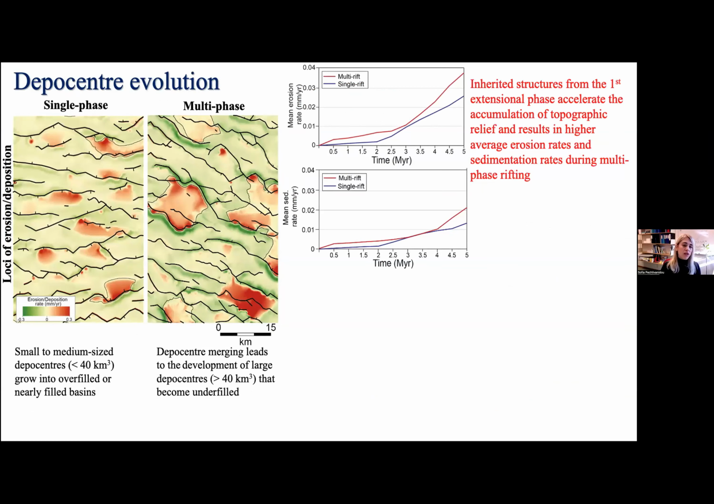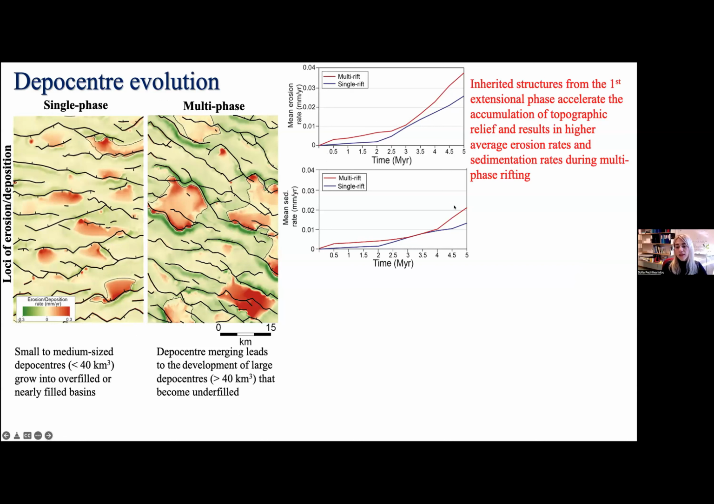And here you're looking at erosion and deposition maps after 5 million years again for the single phase and the multi-phase rift experiments. With red here is deposition and with green is erosion, and with black lines are again the faults. And in these two diagrams, you can see how average erosion and sedimentation rates vary with time. For the multi-phase rift experiment, you see the red line in these diagrams, and for the single-phase rift experiment, you see the blue line.